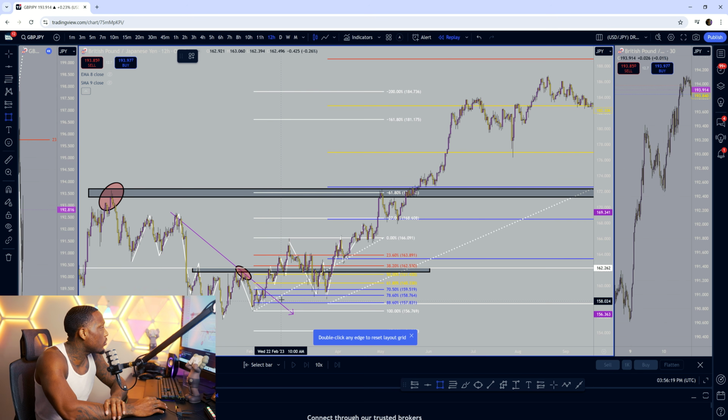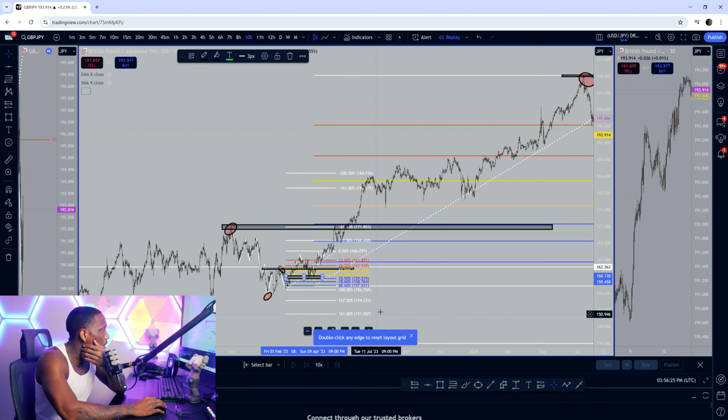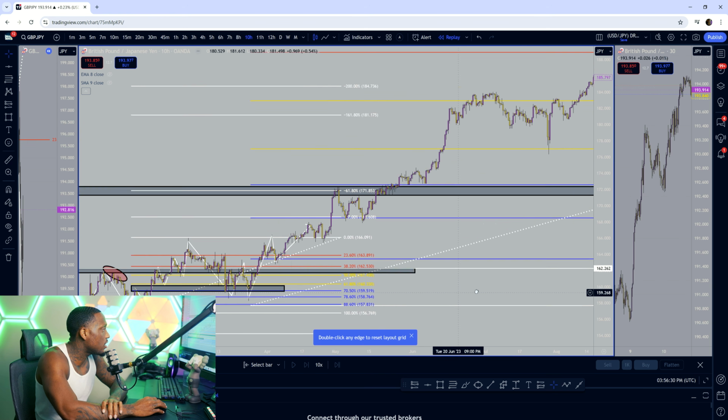One thing I also want to notice is right here, where we broke. Peep that we didn't get a retest. So now we're going to go to the 10 hour. We're going to look at double the amount of data. So now within this condensed area, we're starting to see the details of the overall trend.